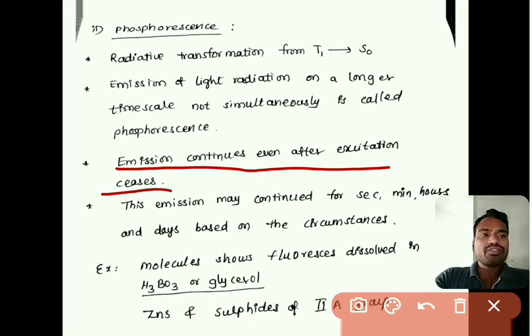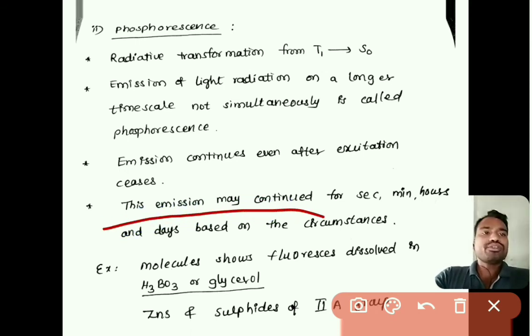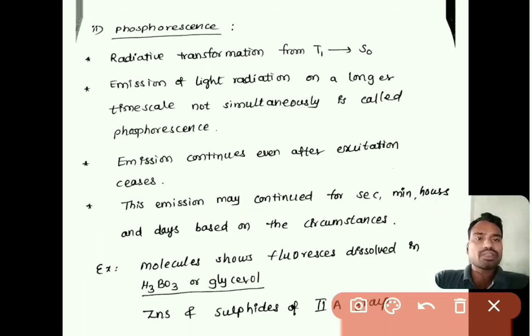Emission continues even after excitation ceases. Even when we stop giving the energy, that is, we stop the absorption of energy, the emission continues to take place, right. This emission may continue for seconds, minutes, hours, or even days, based on the circumstances and the materials which absorbed the energy. That process is called phosphorescence.